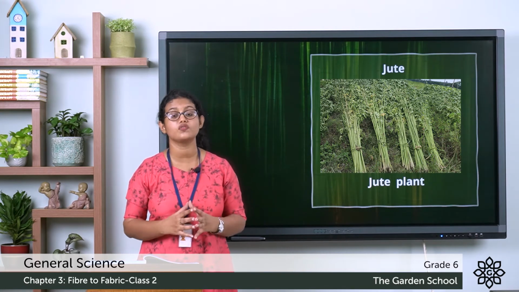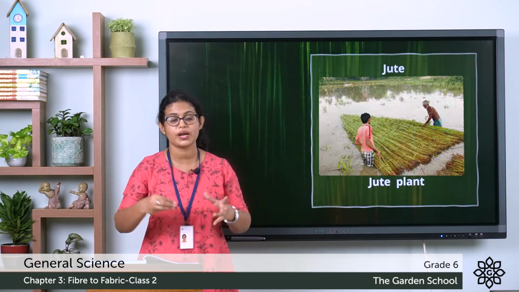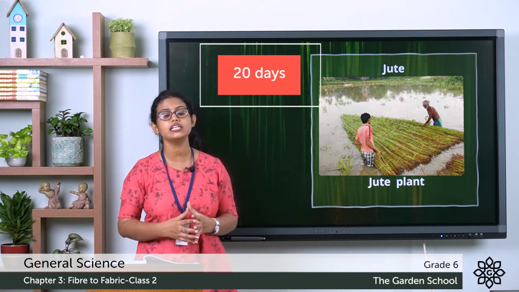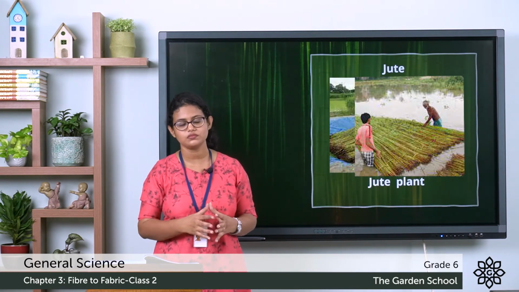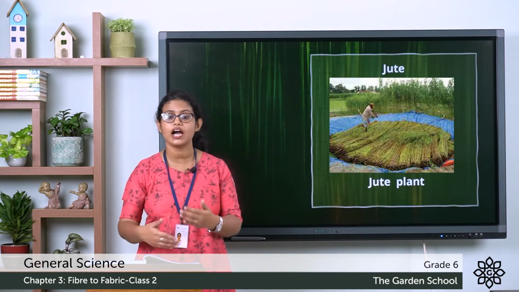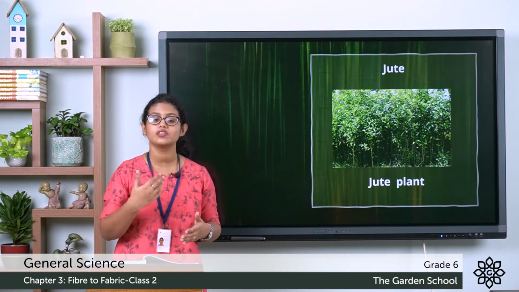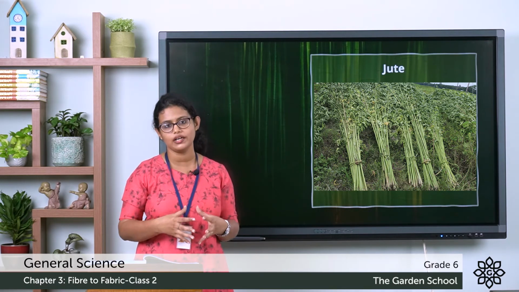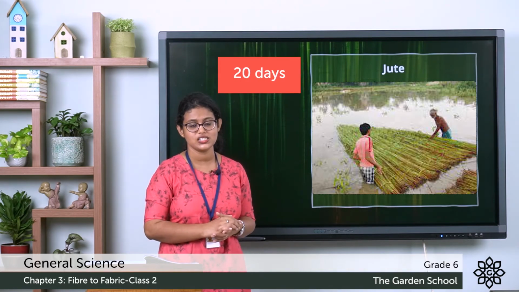So, the stems of jute are tied into a bundle and then they are soaked in water for about 20 days. So, why do they do so? This helps to soften the stem so that the fiber gets separated from the stem. Then the stems are washed in the running water and then they are dried. Understood? The jute fiber is obtained from the stem of jute plant. So these stems are tied into a bundle. Then they are soaked in water for how many days? For about 20 days. So why do they do so?